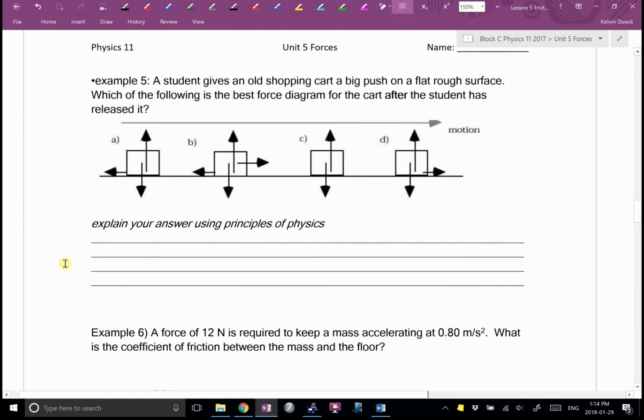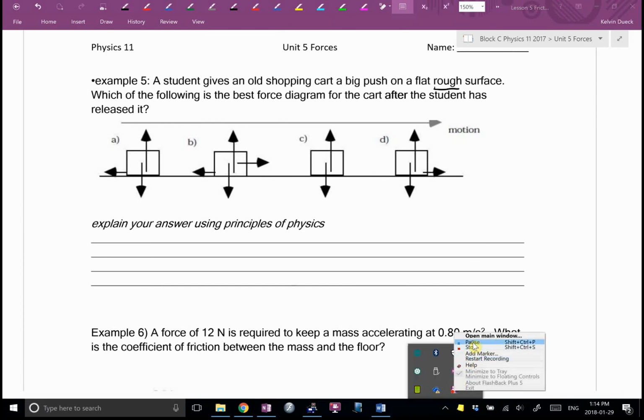A student gives an old shopping cart a big push on a flat, rough surface. The fact that I use the word rough means I'm saying there's friction. Which of the following is the best free body diagram for the cart after the student has released it? Put your pencils down. I'm going to pause the video. Look up.